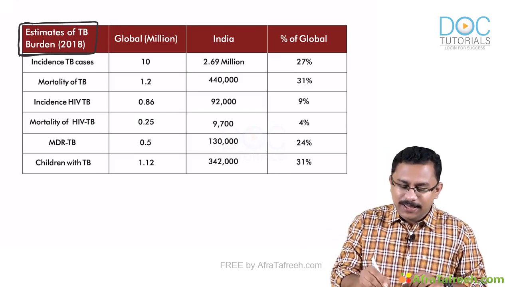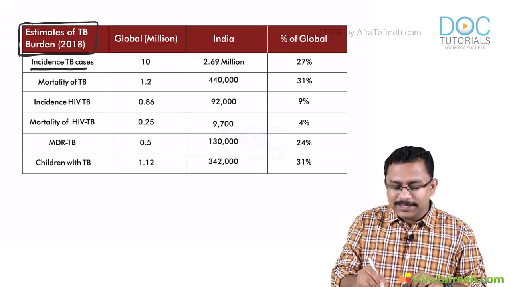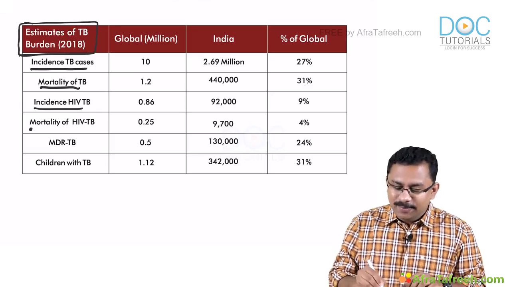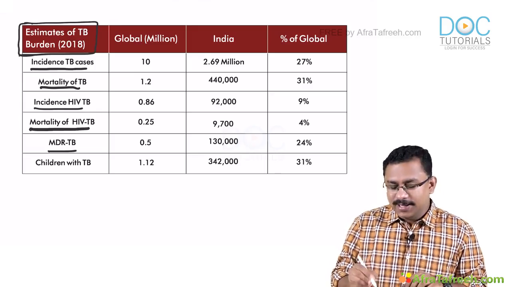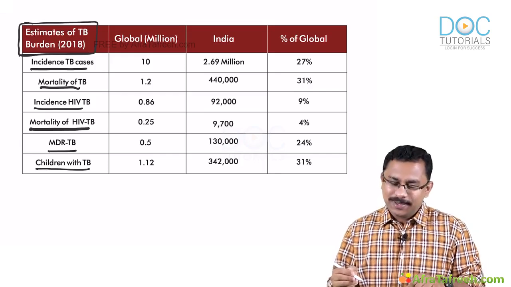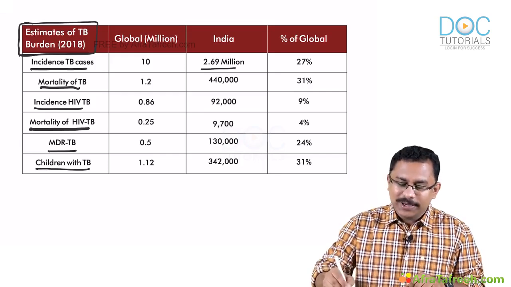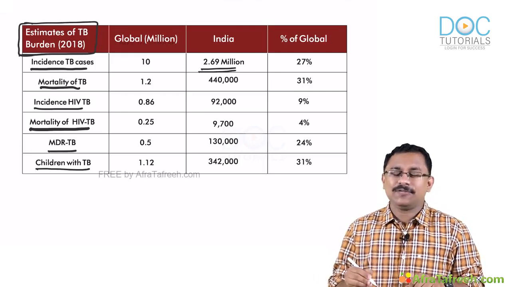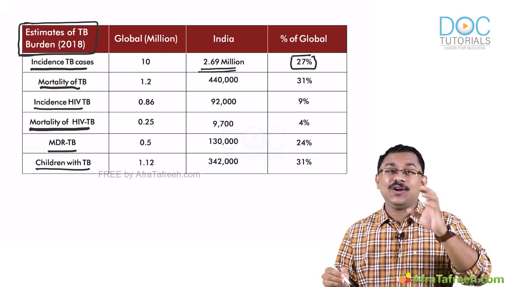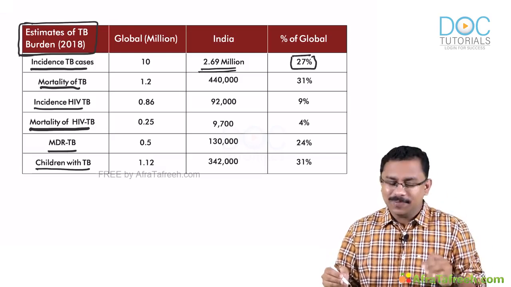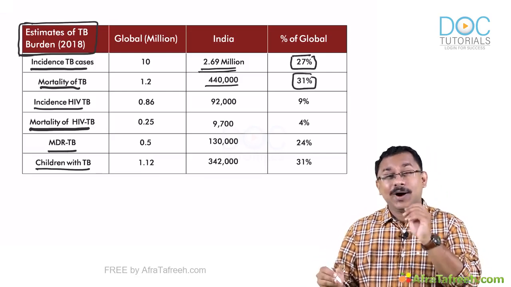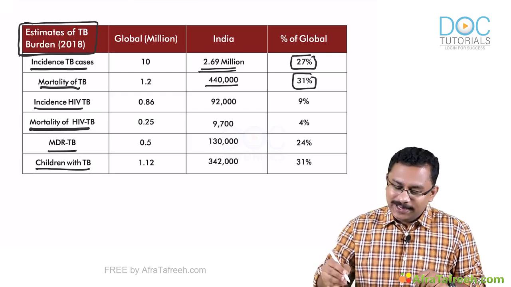You see here, it is given the incidence of TB cases, mortality of tuberculosis, incidence of HIV TB, mortality of HIV TB, MDR TB, and about children affected with TB. You see here, in India, 2.69 million incidence of TB cases, 27% of the global incidence. And when it comes to mortality, again 31% of the global mortality.